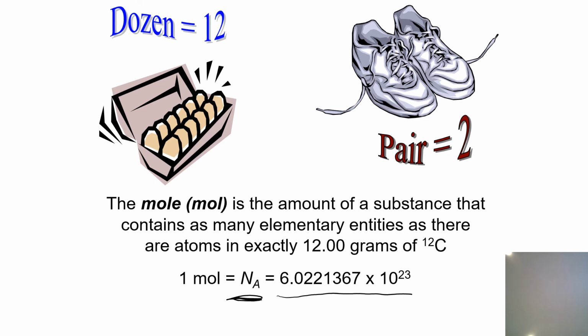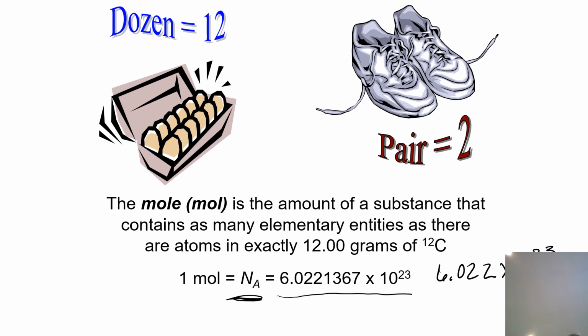We are not going to use all those numbers. We are going to limit our use to 6.022 times 10 to the 23rd. Just keep in mind that you will not use Avogadro's number to determine sig figs.